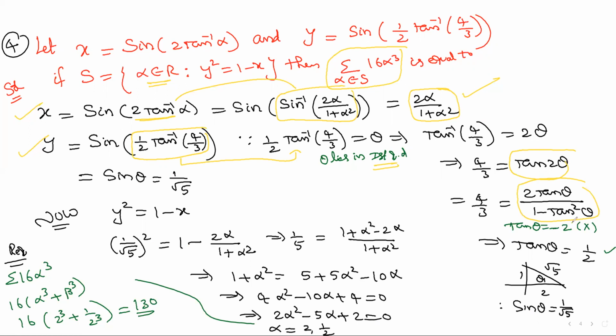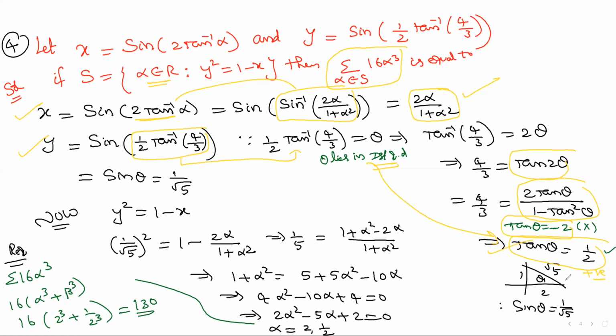After simplification we get tan theta value minus 2 as well as tan theta value plus 1 by 2. Here theta lies in the first quadrant, so tan theta we should take as a positive value, plus 1 by 2. If tan theta is equal to minus 2, then theta lies in the second and fourth quadrant. So we should take tan theta equal to plus 1 by 2 only.